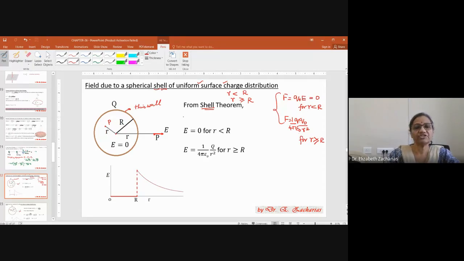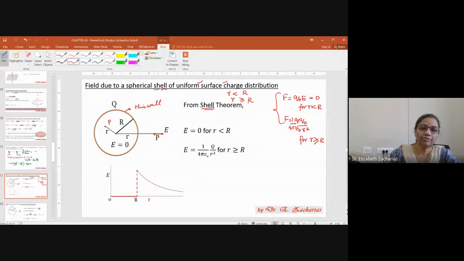So let's apply the first shell theorem. If I am taking a point here, I know that the force on a charge that I place at point P will be 0. Therefore, the electric field there will be 0.